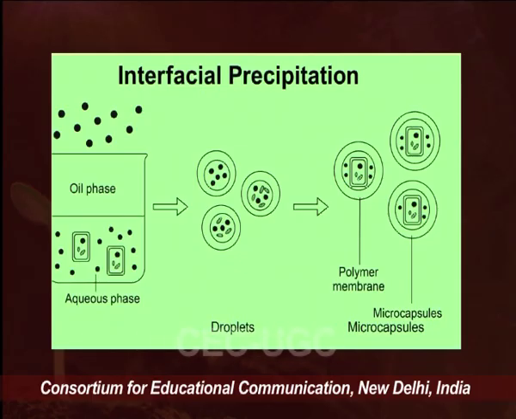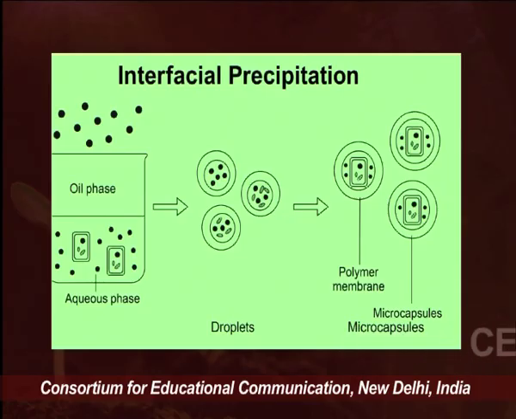Now, once these droplets are formed, a polymer or its precursor is added to these droplets in such a manner, at such a rate, that they precipitate at the interface of the two phases, thereby entrapping the entire droplet, which entraps the cells. So in this diagram, you can clearly understand this interfacial precipitation process.